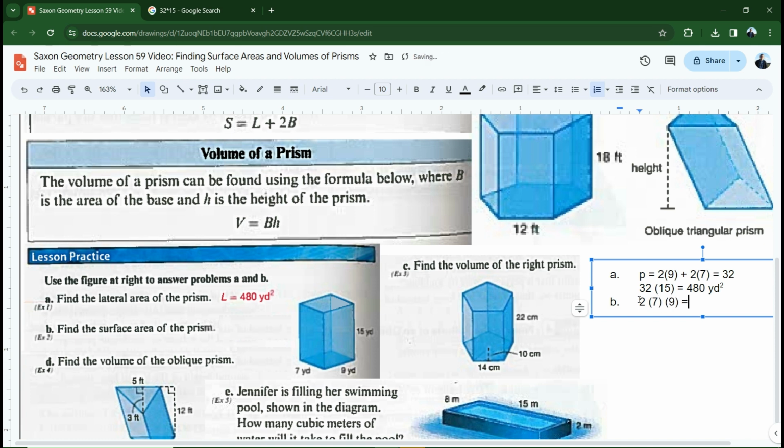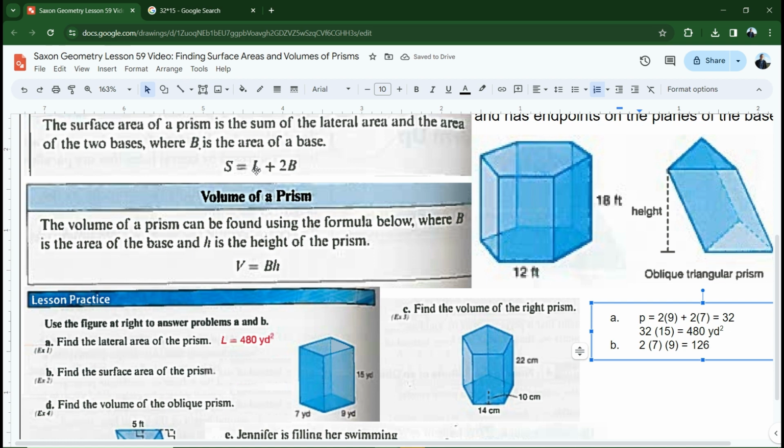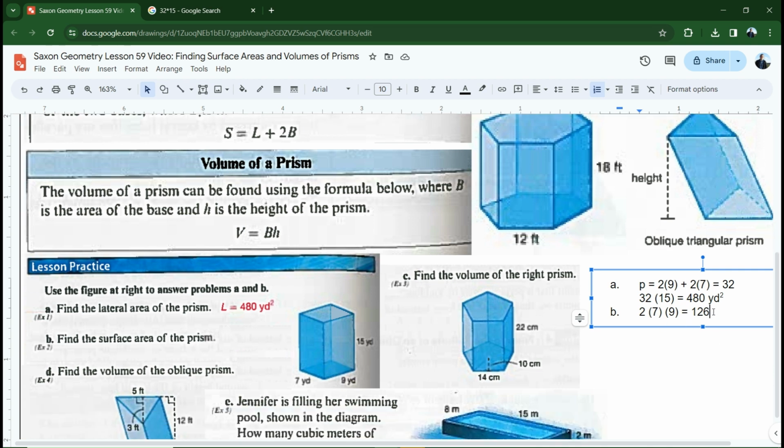2 times 63 is 126. So this is going to be, and remember my formula is the length plus 2 times the area of the base. So this is 2 times the area of the base, 126 yards squared. To get the whole surface area, I need to add these two numbers together. Just looking at it, it's going to be 606. So we're going to say the area equals 606 square yards.